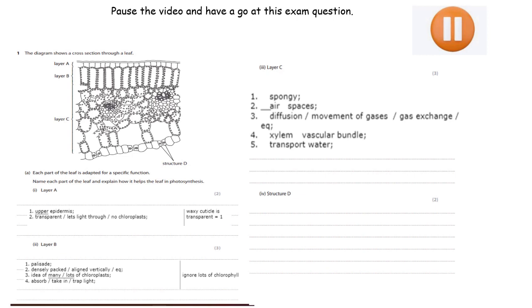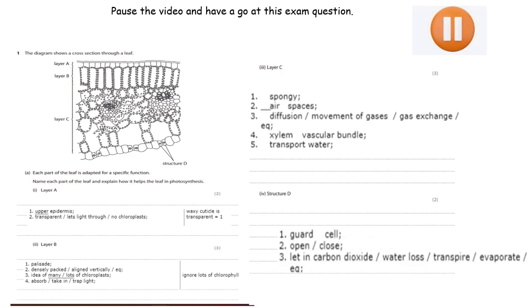And the final part is in the lower epidermis down here at the bottom. We've got the guard cells, and they open and close to allow carbon dioxide in. How did you do? You need to know it for your exams, guys.